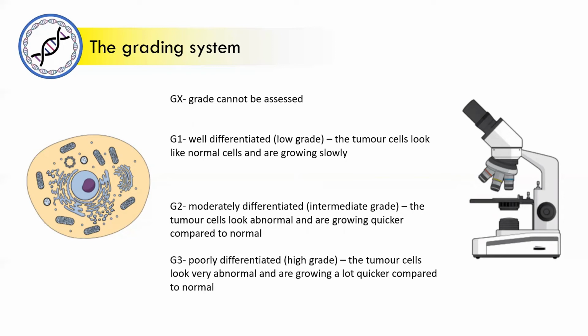G2, moderately differentiated, or intermediate grade. The tumor cells look abnormal and are growing quicker compared to normal. G3, poorly differentiated, high grade. The tumor cells look very abnormal and are growing a lot quicker compared to normal.